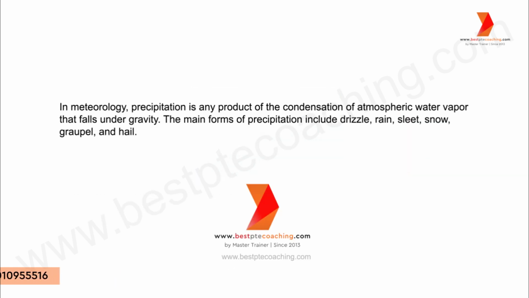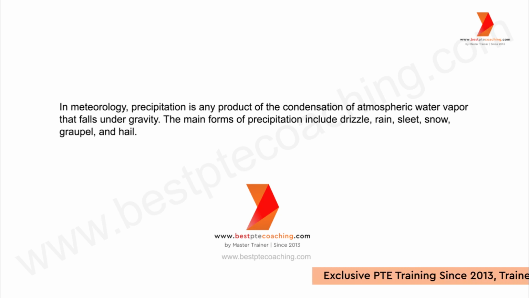In meteorology, precipitation is any product of the condensation of atmospheric water vapor that falls under gravity. The main forms of precipitation include drizzle, rain, sleet, snow, graupel, and hail.